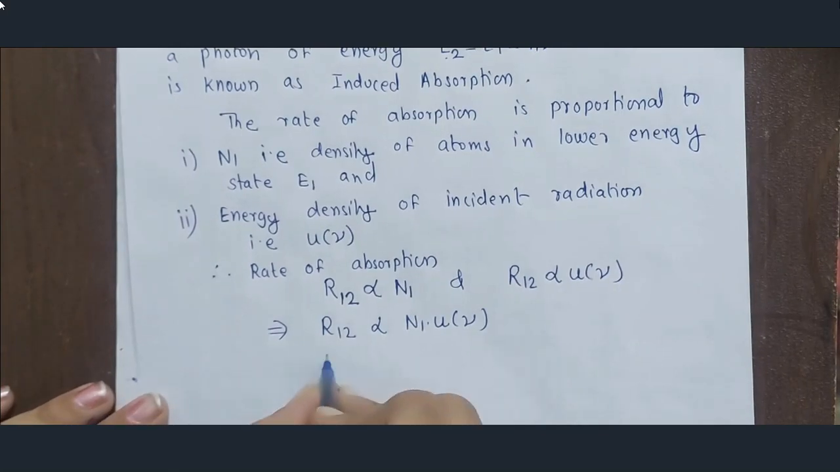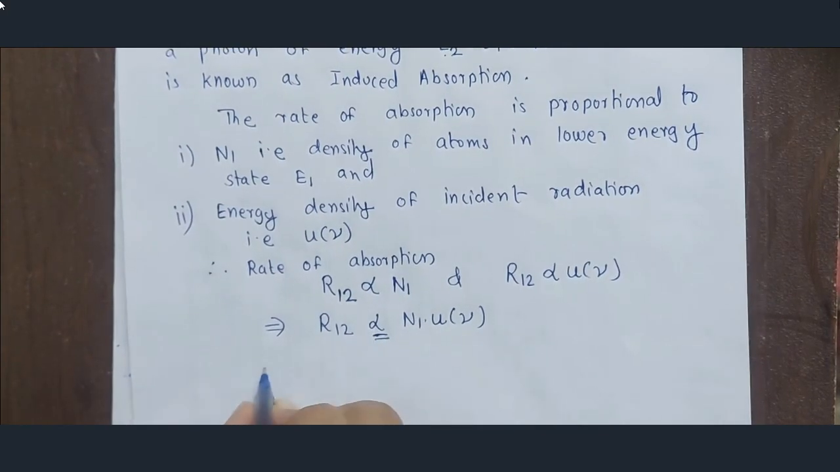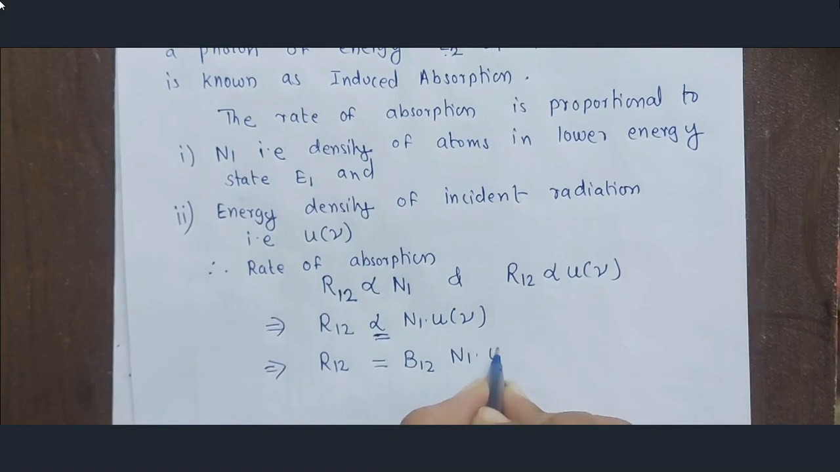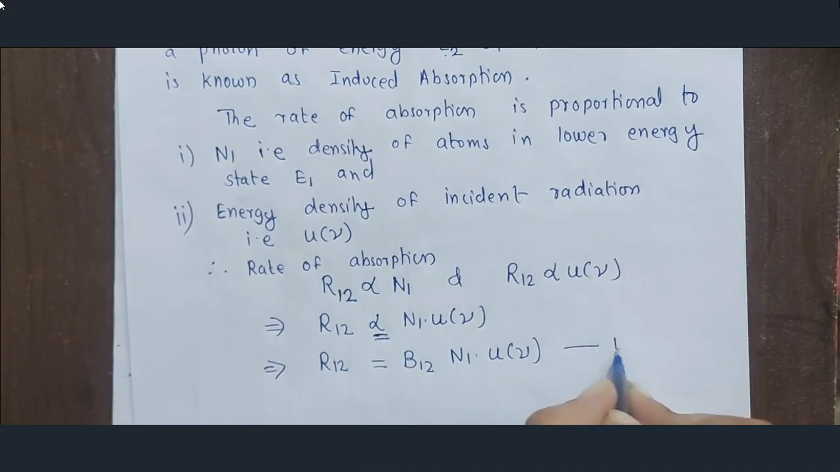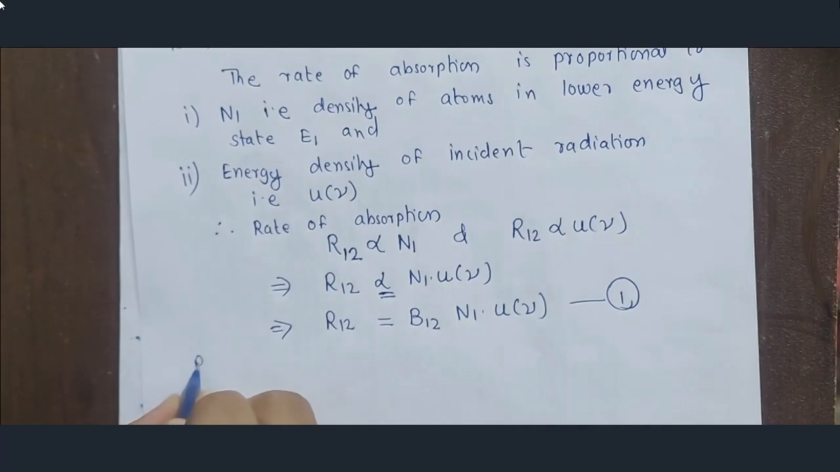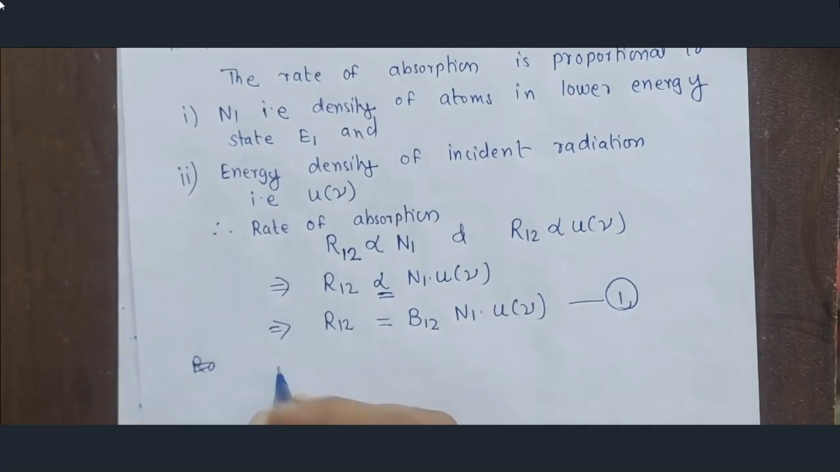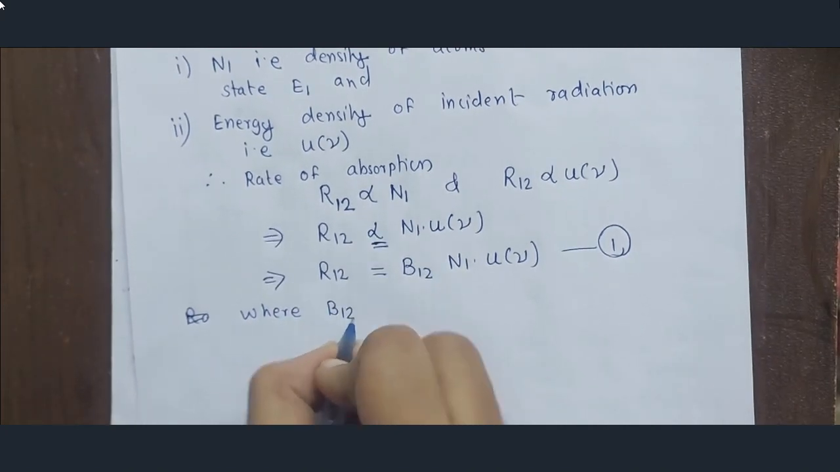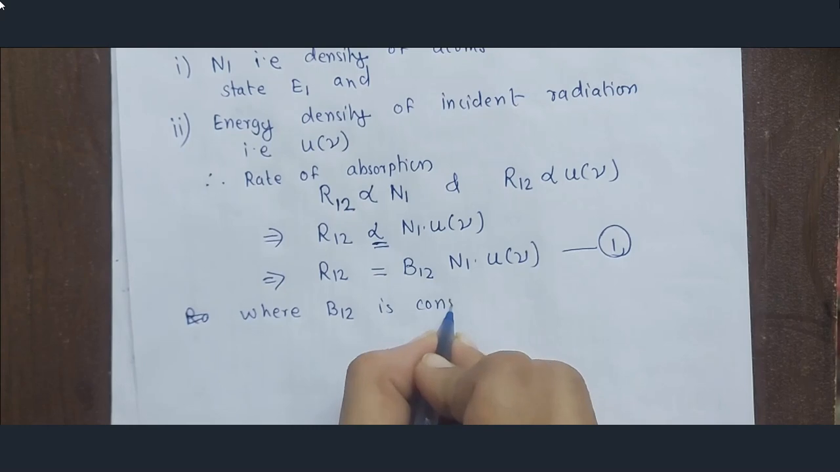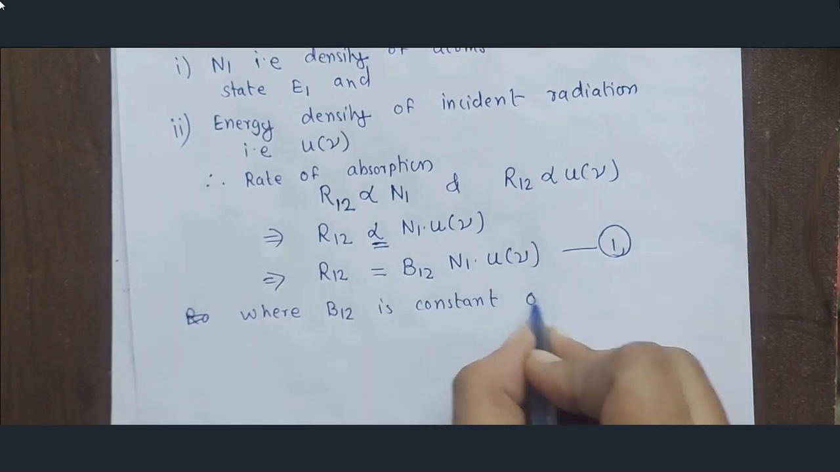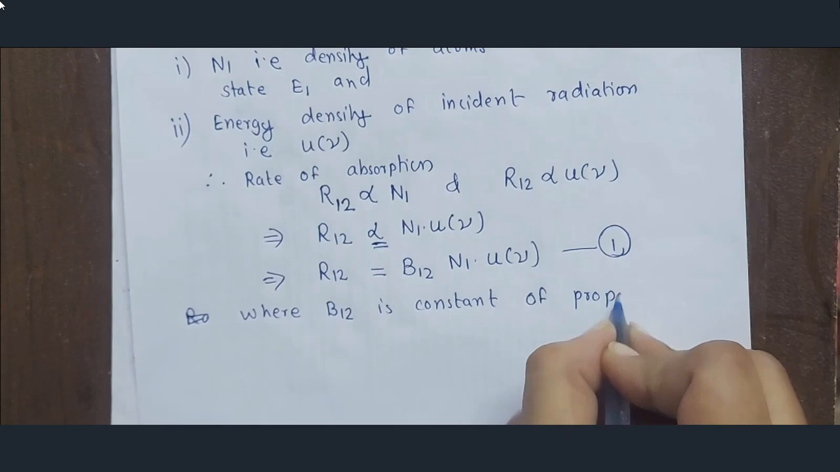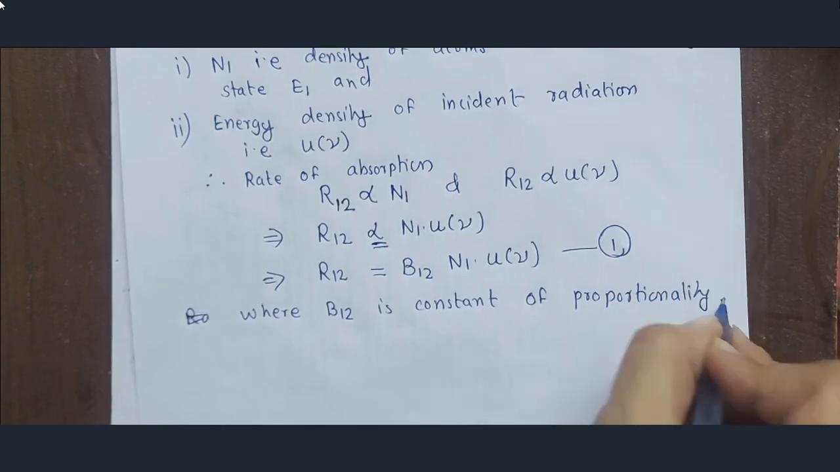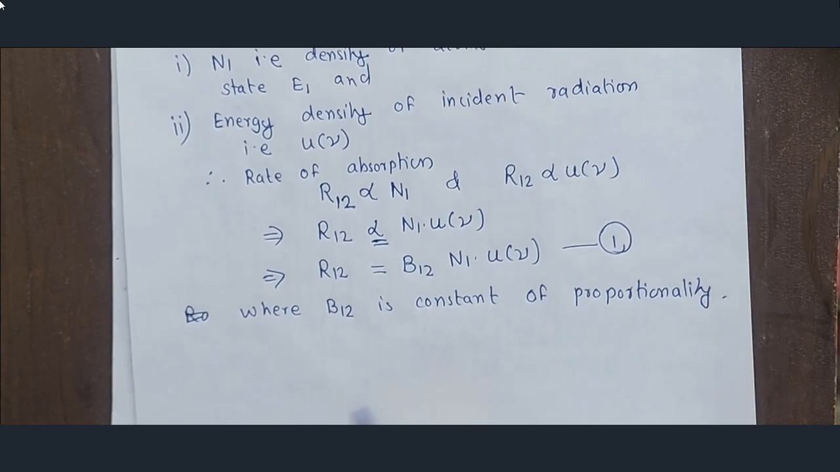अब हम इसको यहाँ से हटाएंगे प्रोपोर्शनैलिटी. सो वी विल R12 is equal to B12 N1 into u of nu. This is equation 1. Hence rate of absorption. This is R12, rate of absorption, where B12 is constant of proportionality. B12 is known as constant of proportionality.